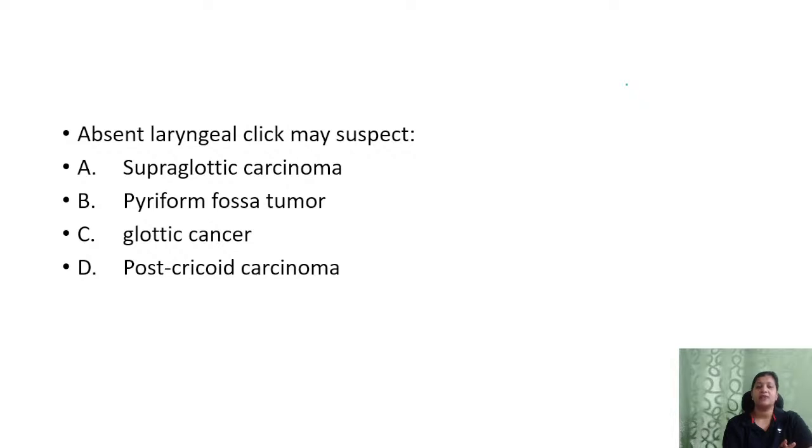Okay, so let's answer the next question. Absent laryngeal click may suspect supraglottic carcinoma, pyriform fossa tumor, glottic carcinoma, post-cricoid carcinoma. So Aishwarya says previously operated neck in thyroid surgery, if thyroidectomy is done. Aishwarya, even in that situation, even if thyroidectomy is done, you can still go for mid-tracheostomy. There is no necessity that you should go for high or low tracheostomy. Although there may be a little bit of scarring and that may cause you difficulty in performing the procedure.